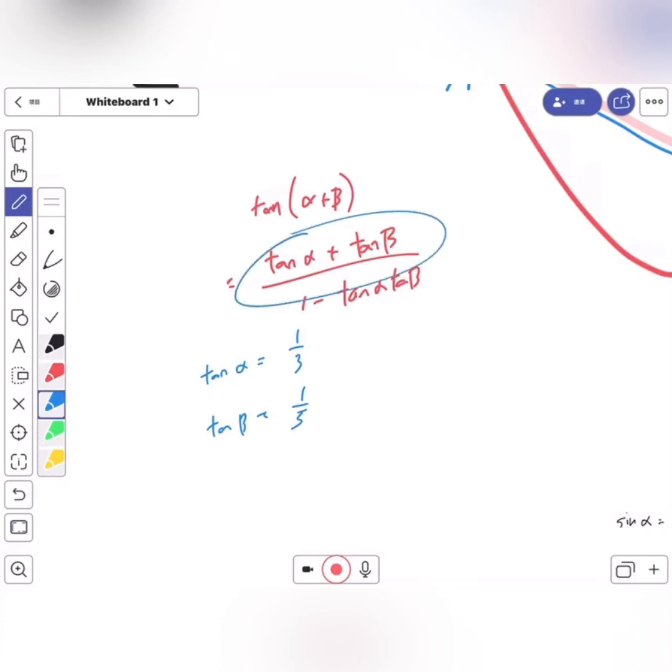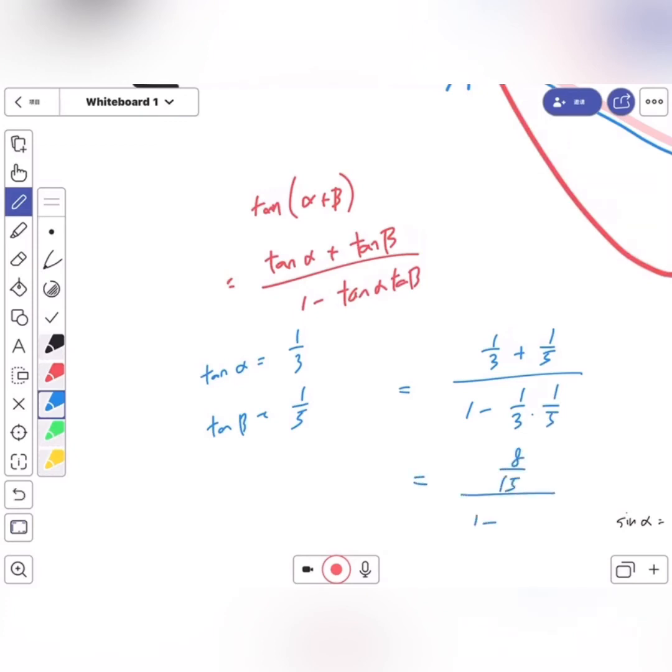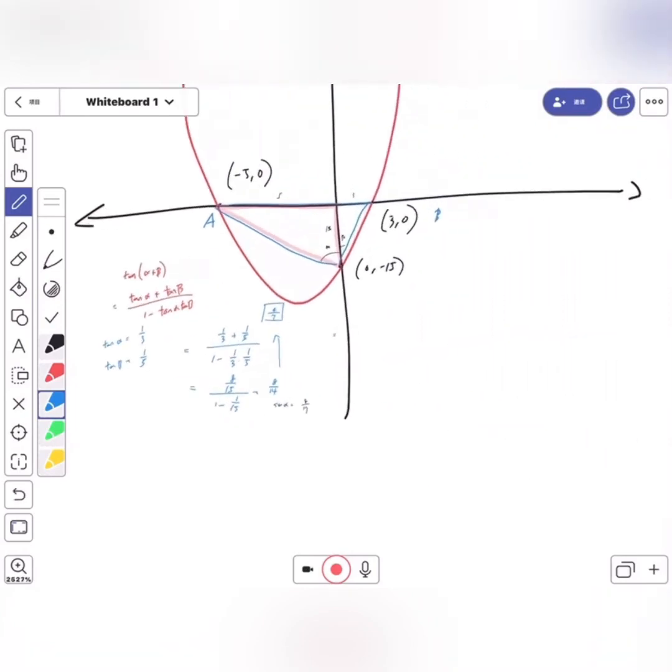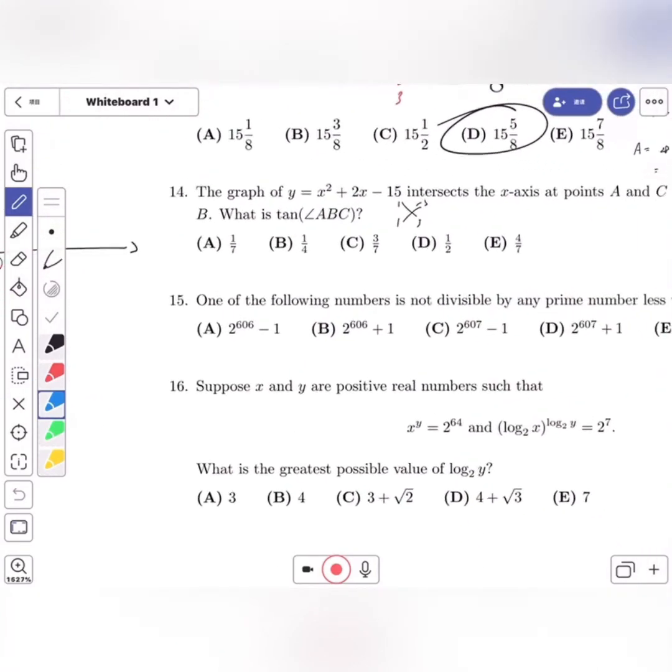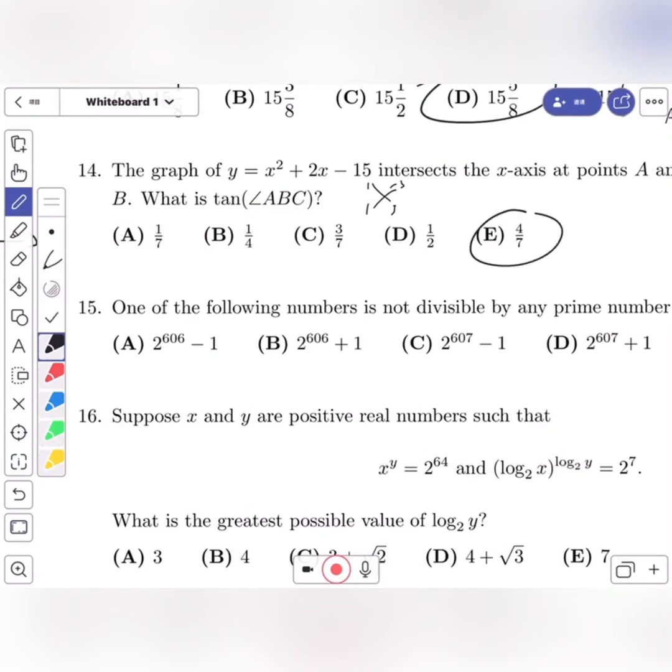Now you can just plug into this equation. You're going to get 1/3 plus 1/5 over 1 minus 1/3 times 1/5, which gives us 8 over 15 over 1 minus 1 over 15, which is equal to 8 over 14. Keep in mind that because both are even, you can simplify this. This is equal to 4 over 7, which appears in our answer choices as E. Okay, now let's proceed to number 15.